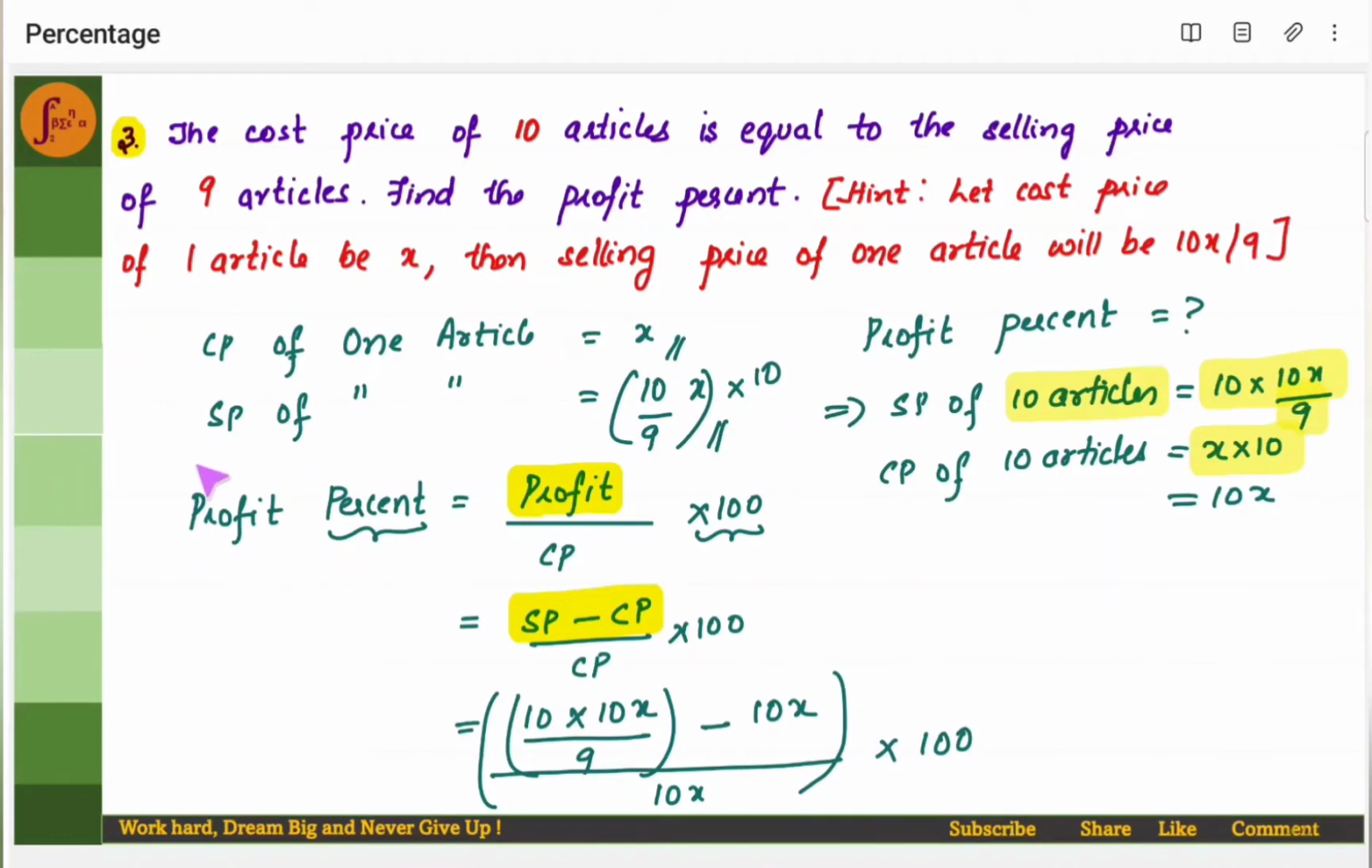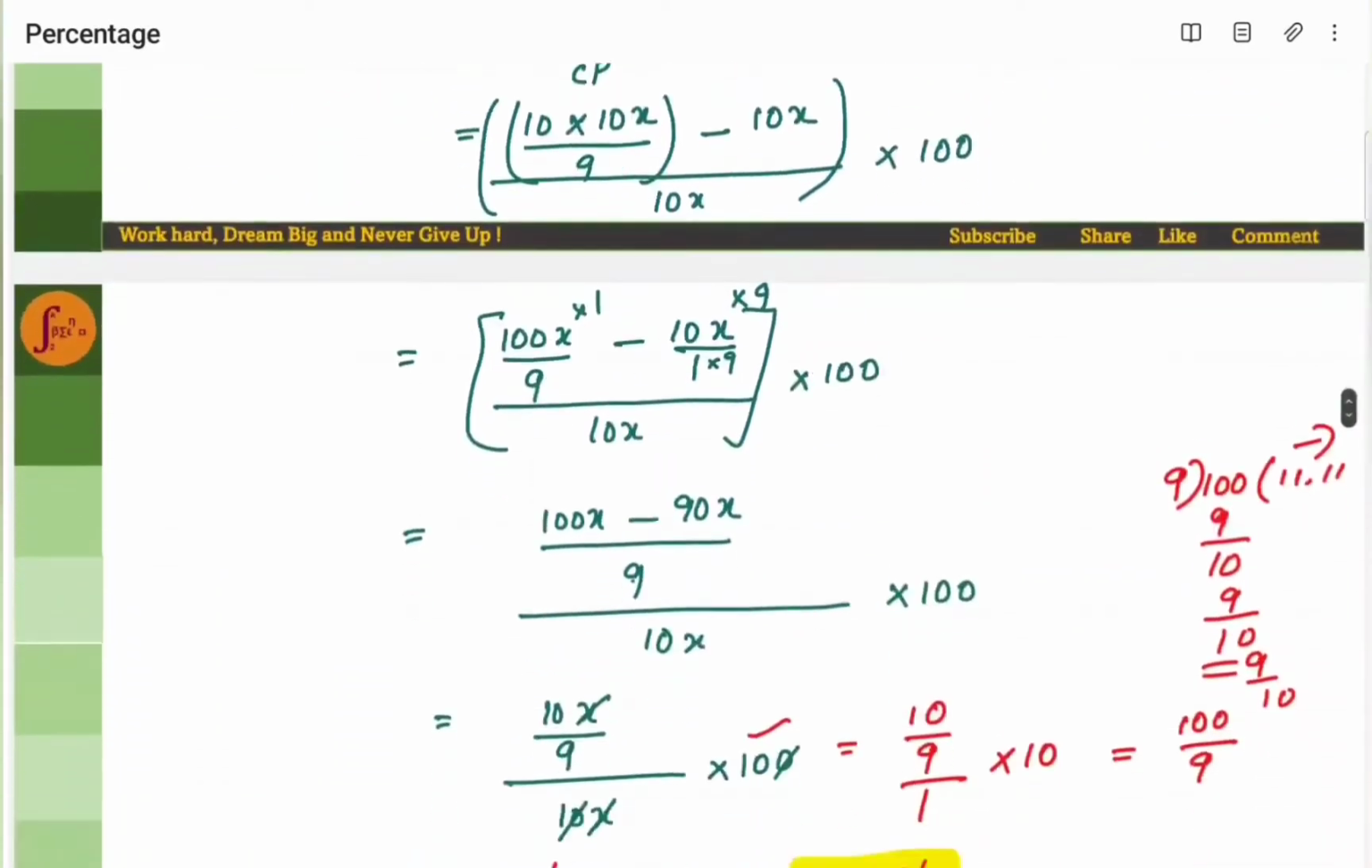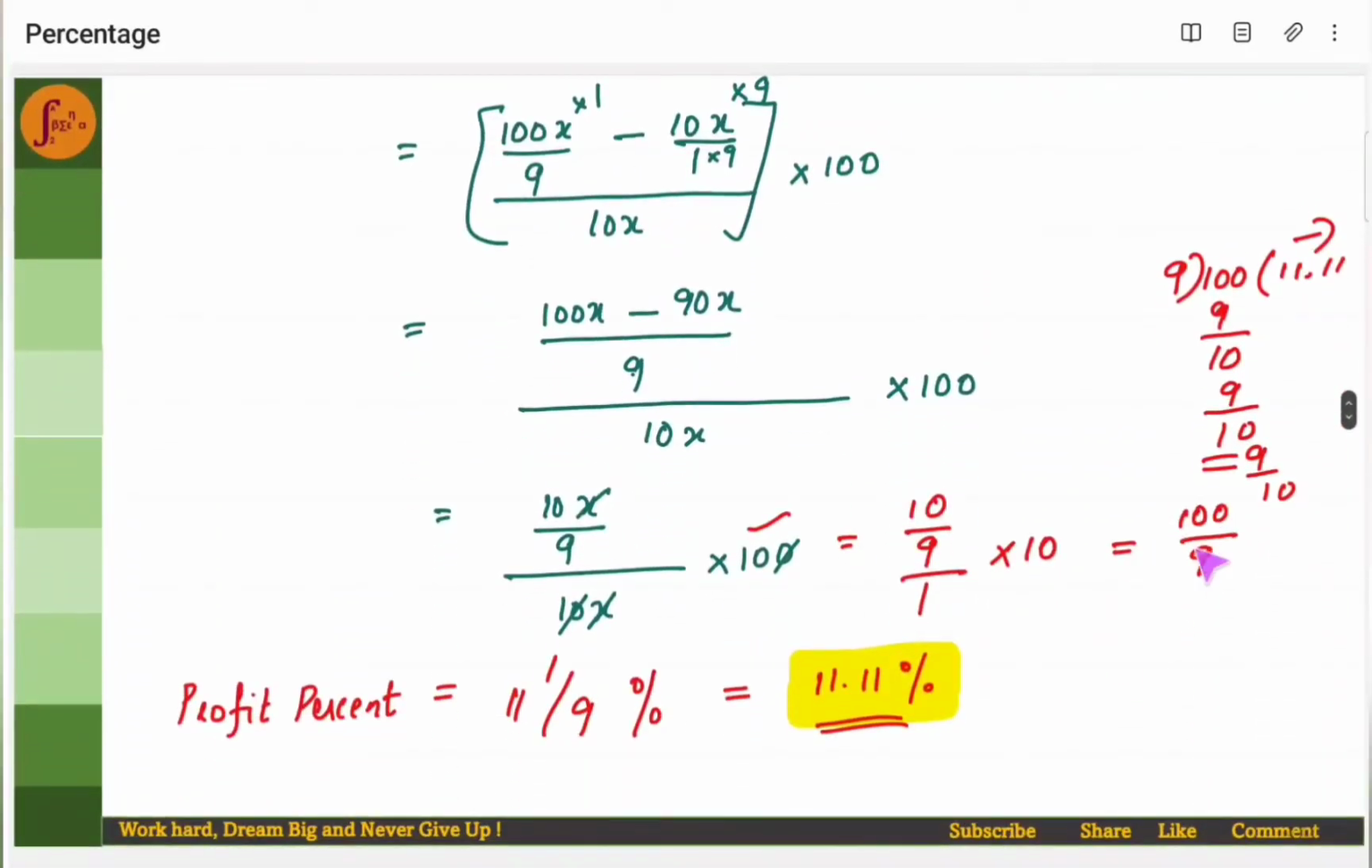Now you take the profit percent formula. We don't know the profit, so instead of profit, we'll put the profit formula, which is selling price minus cost price. Now you substitute the selling price of 10 articles, substitute the cost price of 10 articles, then you evaluate and you're going to get 100 by 9. And remember to put the percentage symbol.